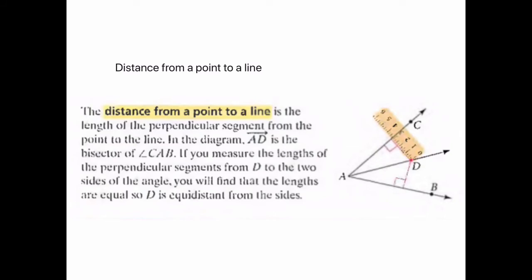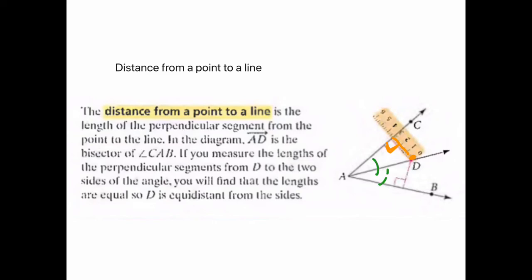This leads us to the idea of distance from a point to a line. It is very important to remember when you are trying to find distance here that you want to use a right angle whenever possible. So this here is a right angle. So you measure from the point to the line at a right angle to the line. In this particular case, it says that AD is the bisector of angle CAB. So this angle here and this angle here are the same.